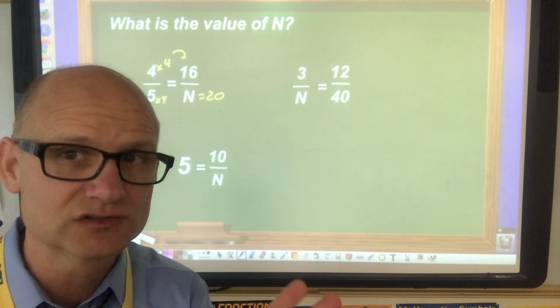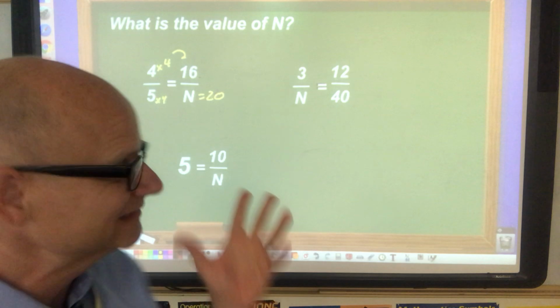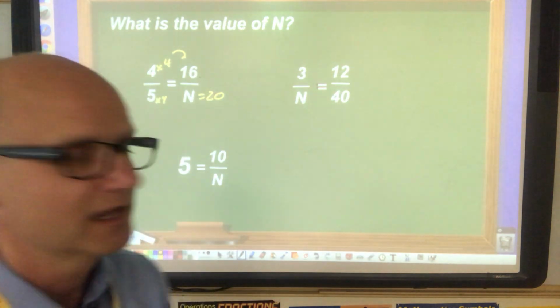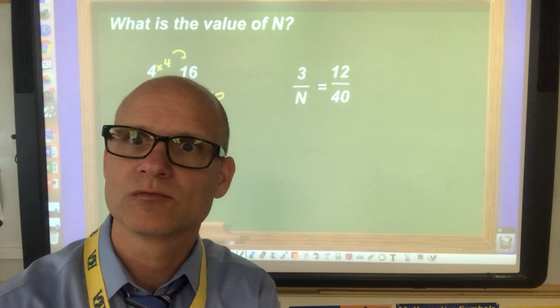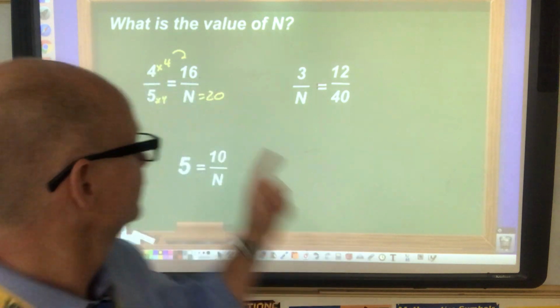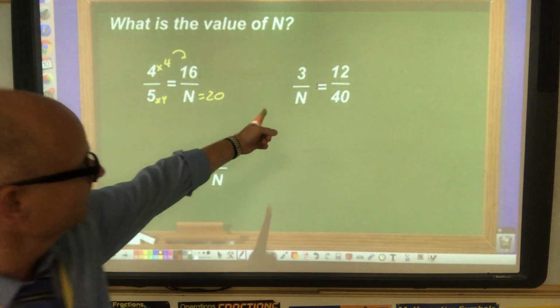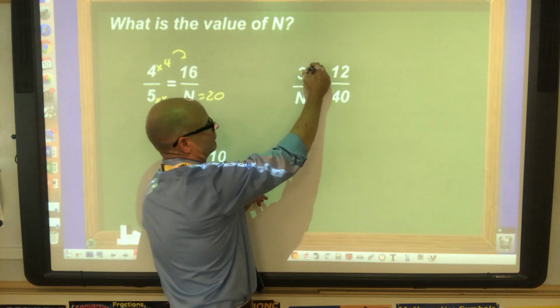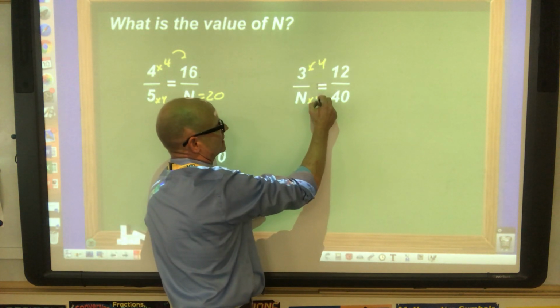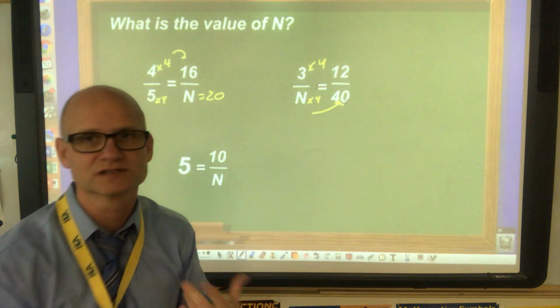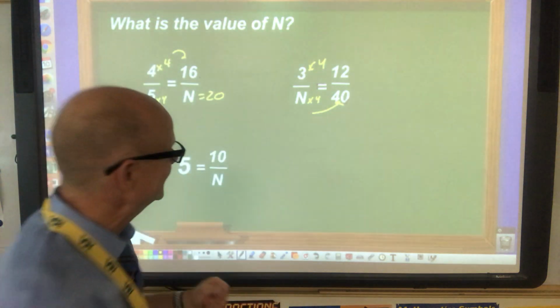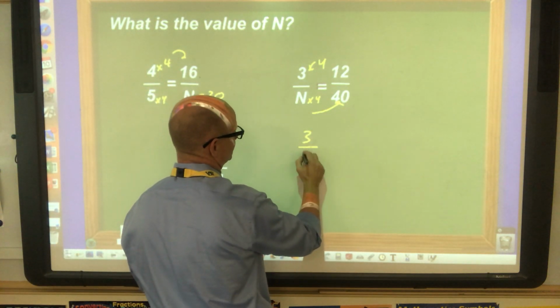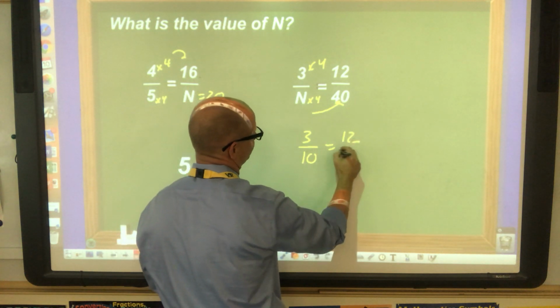There's other ways of doing this too. There are, okay? But to me, this is the simplest way of doing this problem. And we'll discuss tomorrow what are some other ways of figuring out what n is. But here, so look at this one. 3 times what is 12? Well, again, that's 4. So what number times 4 is 40? And that is 10. So we're saying 3/10 equals 12/40.